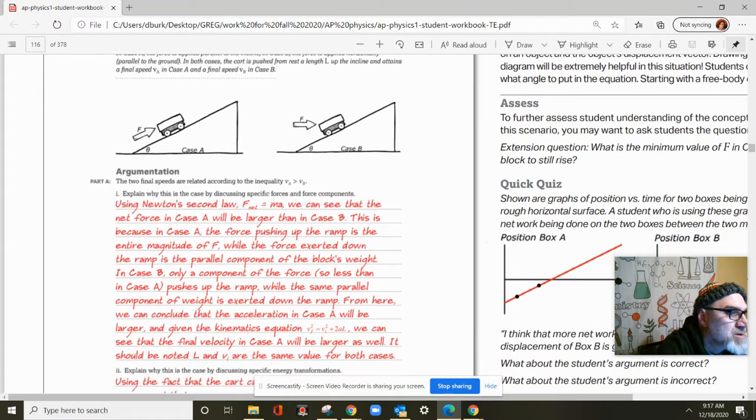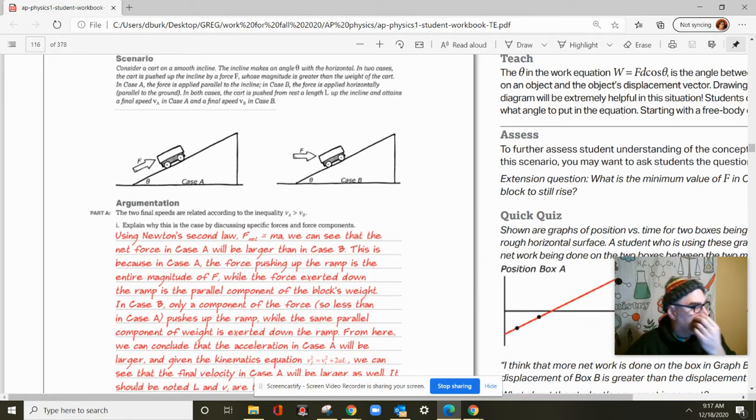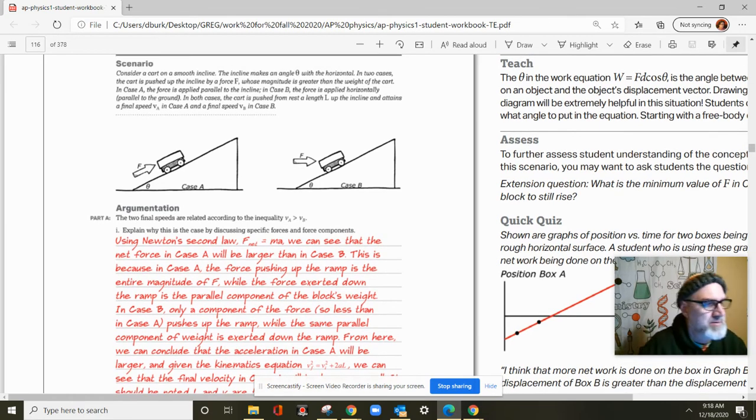All right. So, retry. Here we have a cart. In case A, the cart is going to be pushed up the ramp with a force parallel to the ramp. And in case B, we're going to use a force which is horizontal to the ground. So they're just telling us that it's when the cart gets to a position, a length L up the inclines, right? So this is L here.